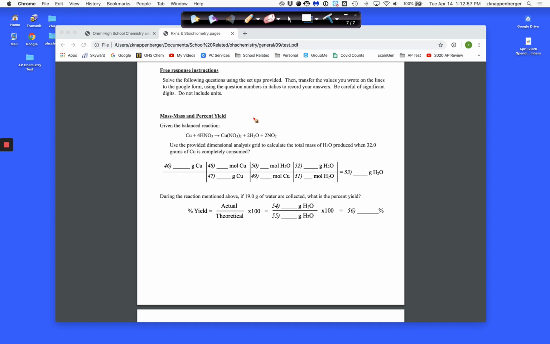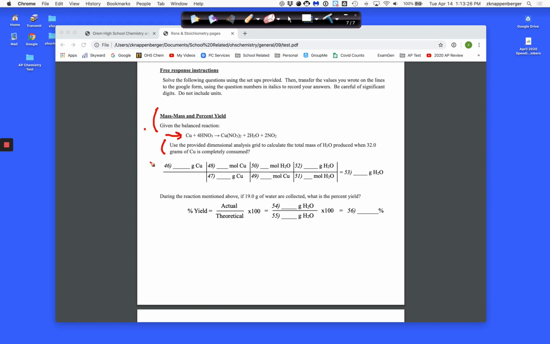For example, if we look together at the very first free response question, which is a mass problem, you'll notice that you're given a balanced equation and then a question to answer. In this case, it says, use the provided dimensional analysis grid, the one below, to calculate the total mass of water that would be produced when 32.0 grams of copper is completely consumed in the reaction up above.